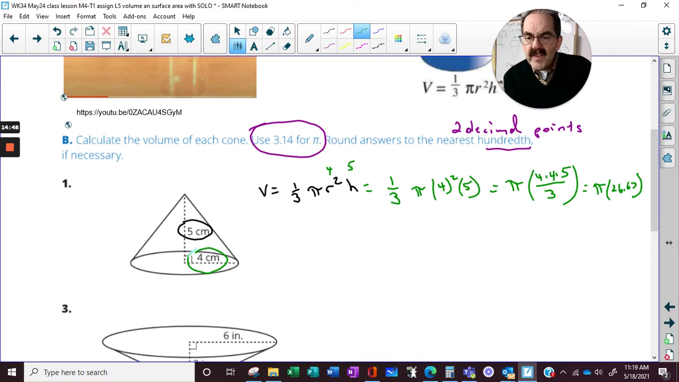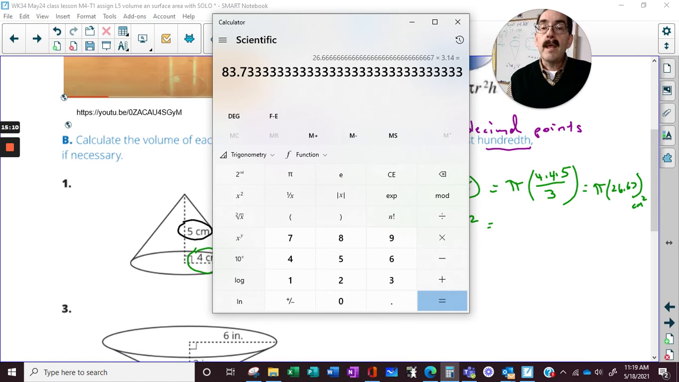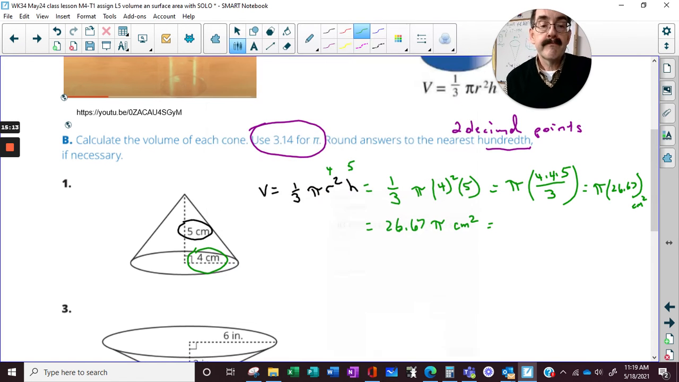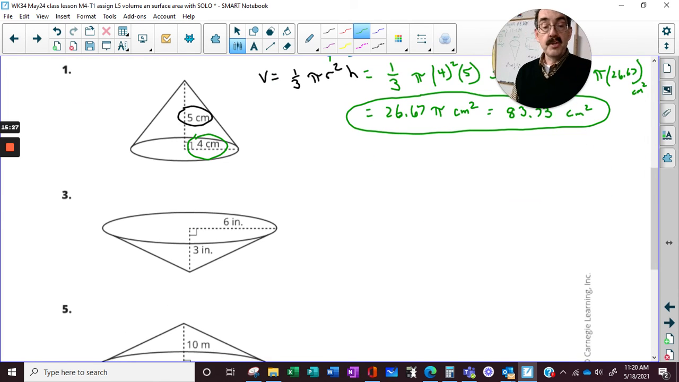26.67. Now, centimeters squared. So let's rewrite that. 26.67 pi square centimeters. We're going to multiply that times 3.14, 83.73 centimeters squared. Cool. All right. Now, pause the video. You try the next one.